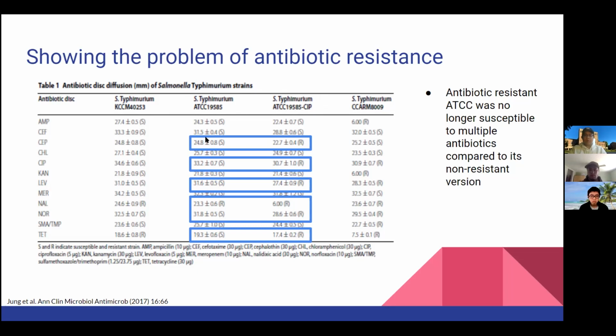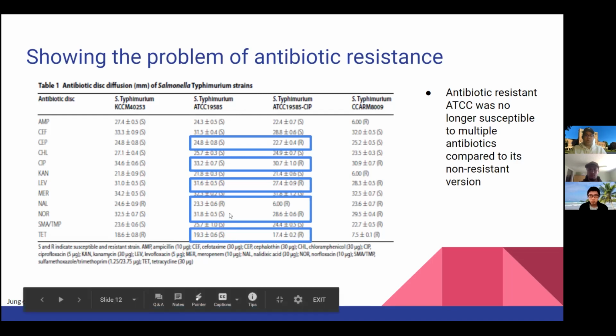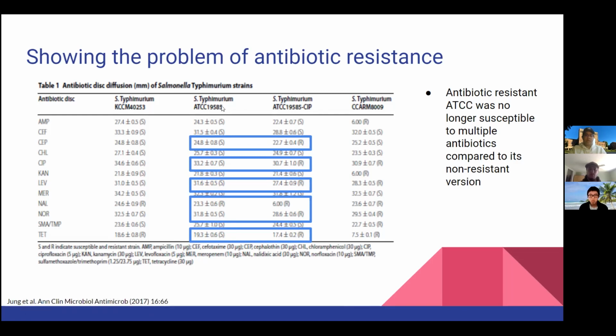So when comparing the 2 columns, you can see that the non-antibiotic resistant strain was susceptible to almost all of the antibiotics that the study looked over. But comparing it to its antibiotic resistant form, many of the antibiotics that it was once susceptible to, it became resistant to, as indicated by the blue rectangles.